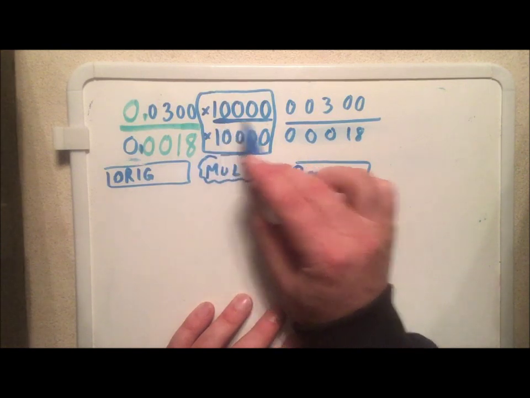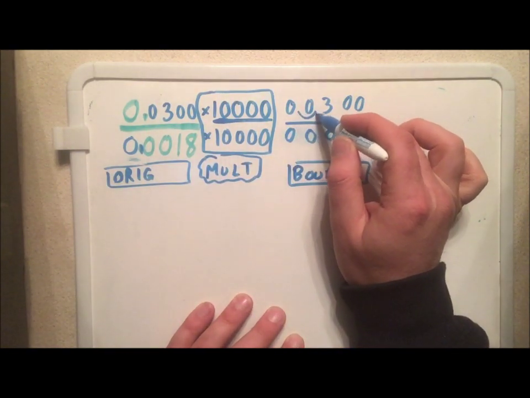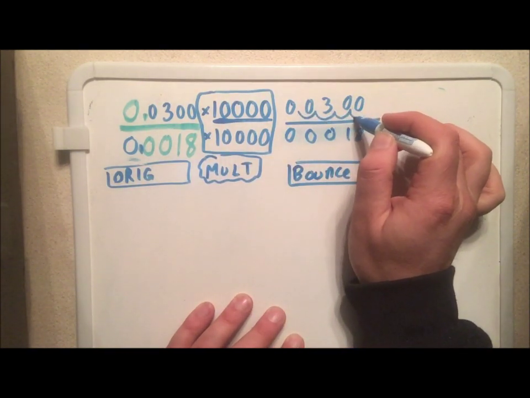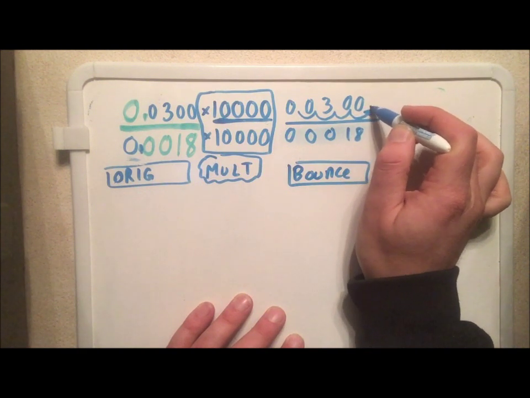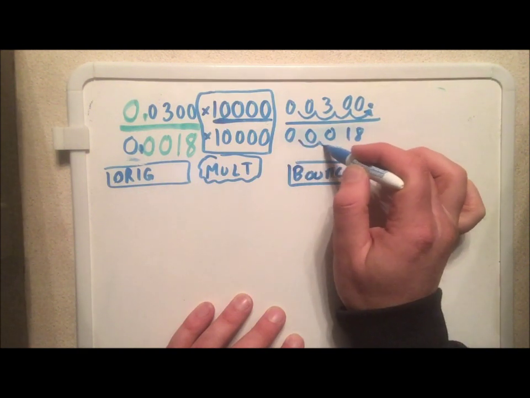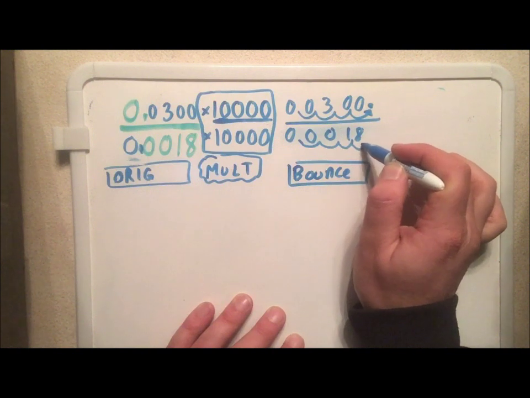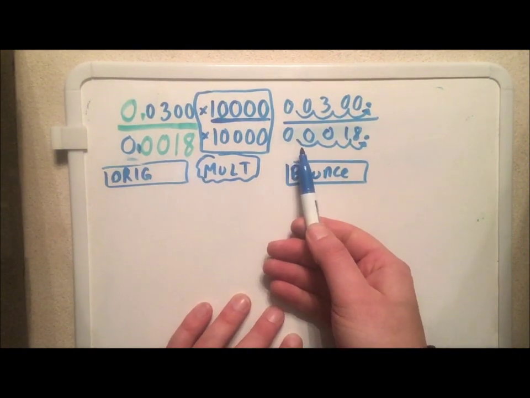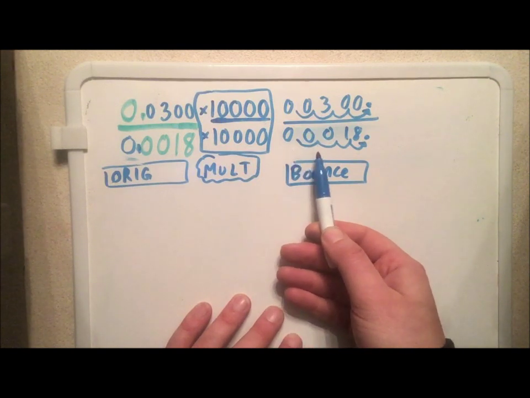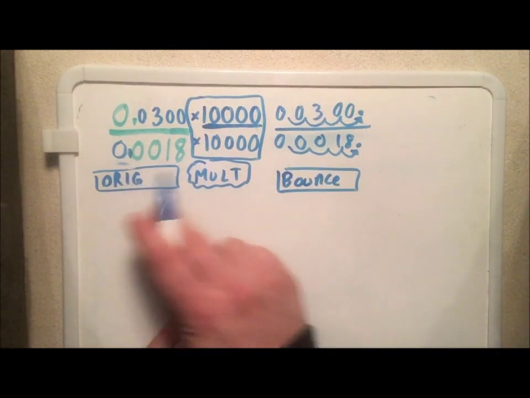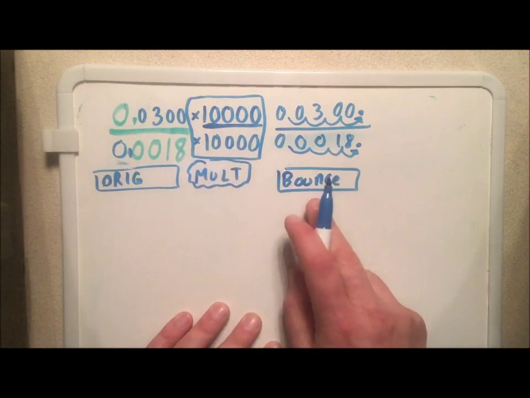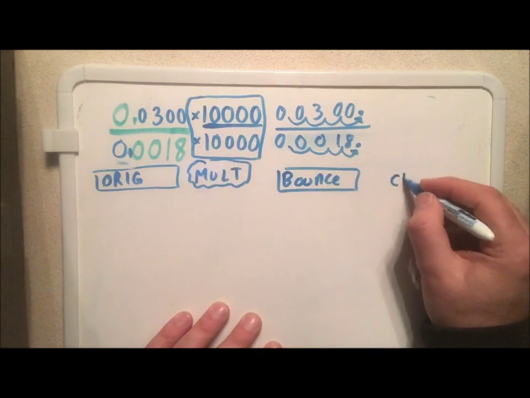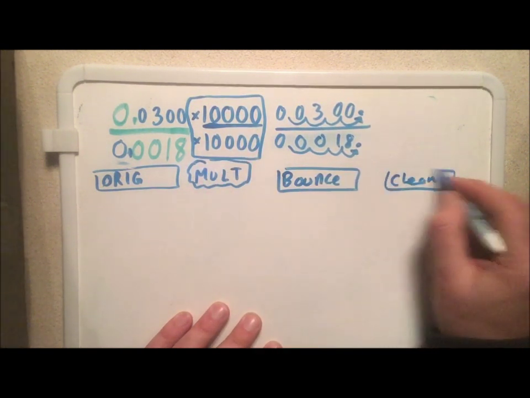So I'm going to show 4 bounces. So 1, 2, 3, 4, arrow tip dot. 1, 2, 3, and 4, arrow tip dot. Your arrow tips are necessary because that tells your instructor that you know where you're going. So now we've shown our original, we've shown our multiplication, we've shown our bounces, and now we're going to clean it up. So our clean version will go up here.